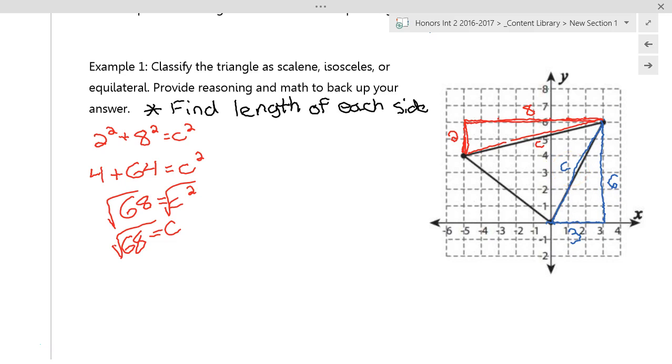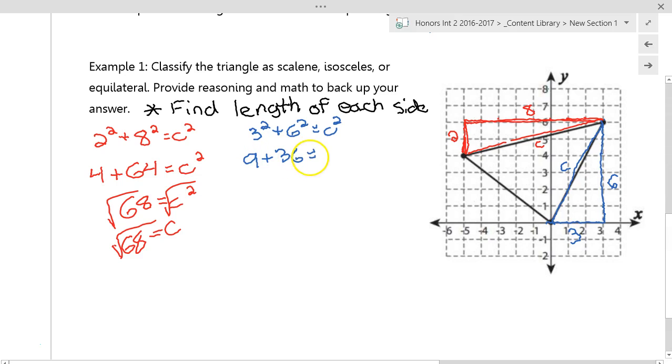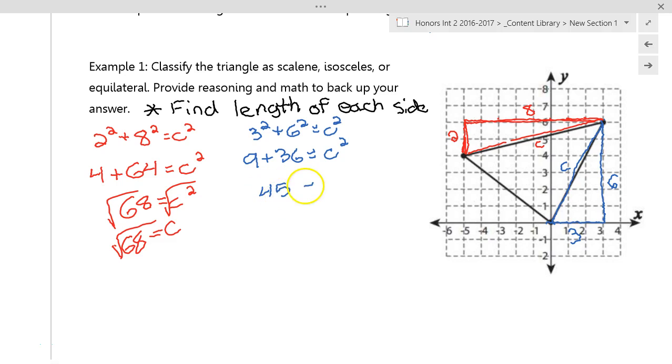Okay? So now I have 3 squared plus 6 squared equals b squared. 3 squared is 9 plus 36 equals b squared. Adding those together, I get 45 equals b squared. Take the square root of both sides. The square root of 45 equals b. And again, I don't even really need to figure out the square root of 45. If I have the square root of 68 and the square root of 45, I know just from looking at these that those aren't going to be equal. And that's really all I care about. So I don't even need a calculator.